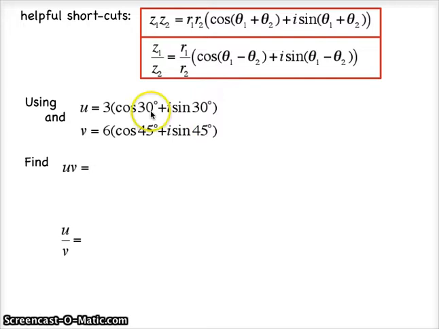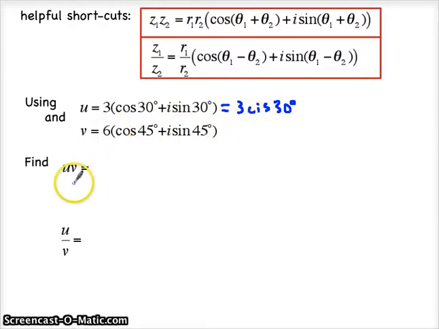u is 3 times the cosine of 30 degrees plus i the sine of 30 degrees, which remember we also often write as a shortcut as 3 CIS, cosine plus i sine, of 30 degrees. We also have v here, that's 6 times cosine 45 degrees plus i sine 45 degrees, so also again could be written as 6 CIS 45 degrees.